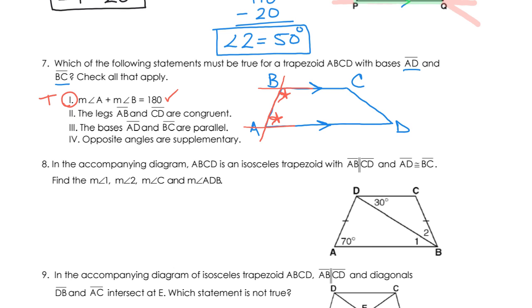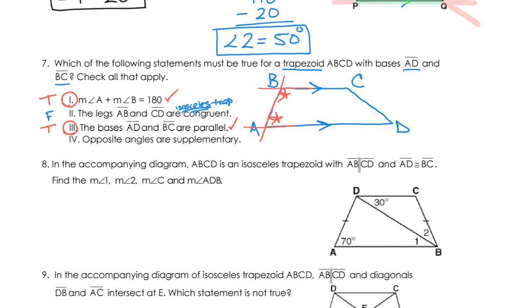Number 2, it says that the legs AB and CD are congruent. Let me just check, but I don't think they said that this was an isosceles trapezoid, just a trapezoid. And so we're going to go ahead and say that this is false. Only if it was an isosceles trapezoid. But they didn't say isosceles. Number 3, the bases AD and BC are parallel, and that is true. It's one of the main properties that a trapezoid has, is that those two bases are parallel.